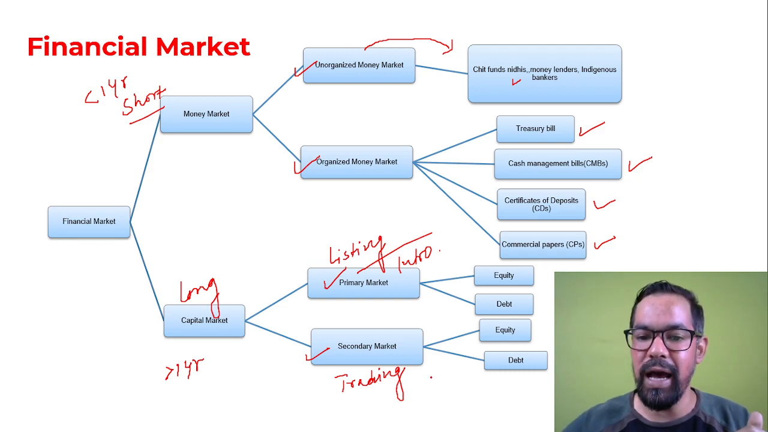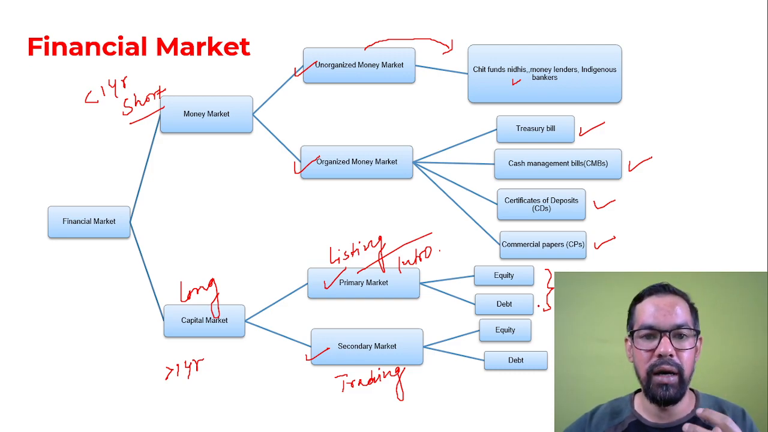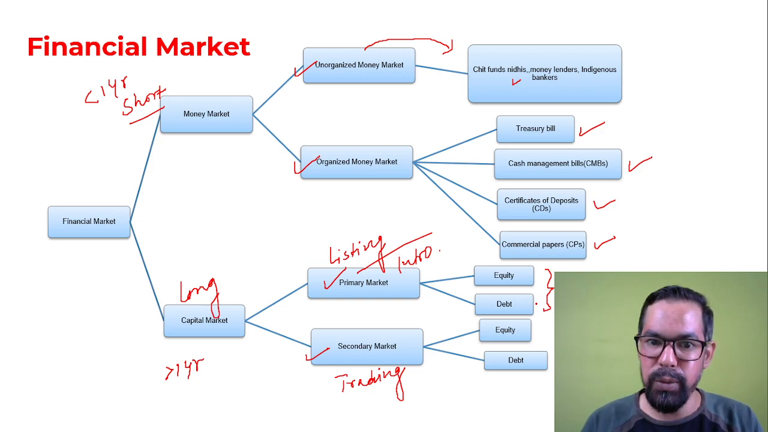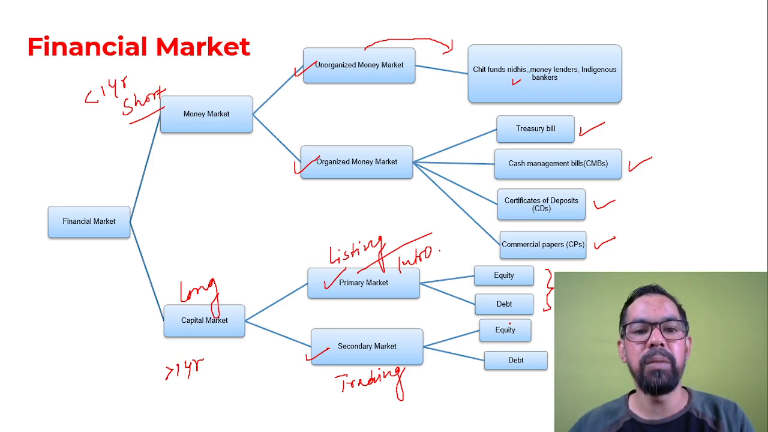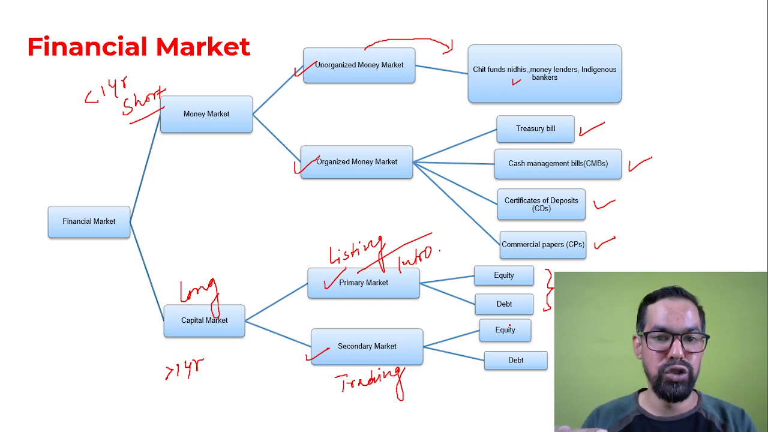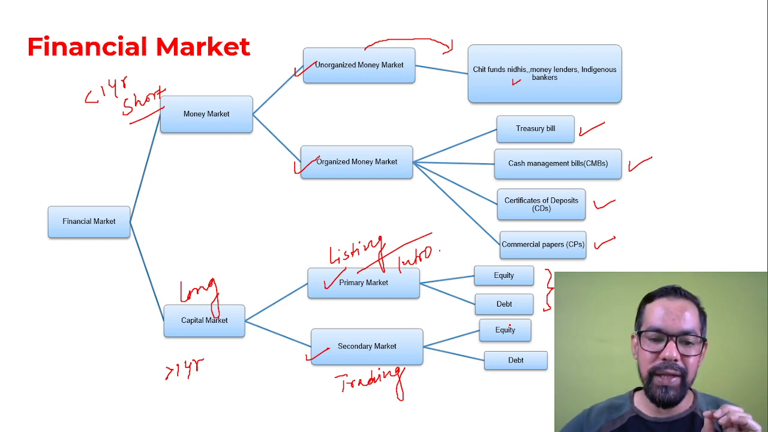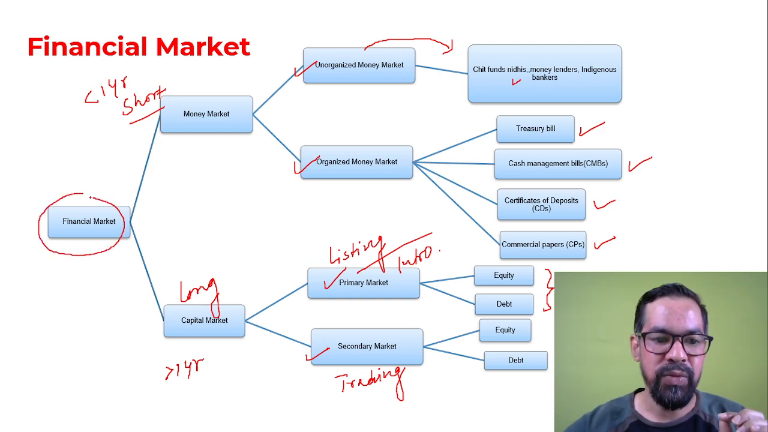In the primary market, the product line is the same, that is equity and debt. Equity means shares and debt means bonds, long-term securities. So for equity, in the primary market we are listing that particular share, and in the secondary market we are trading in that share. The same goes for bonds. If it is any bond or any mutual fund, the listing process will happen in the primary market and the trading process will happen in the secondary market. So with this chart, I hope you guys get an idea about the financial market.